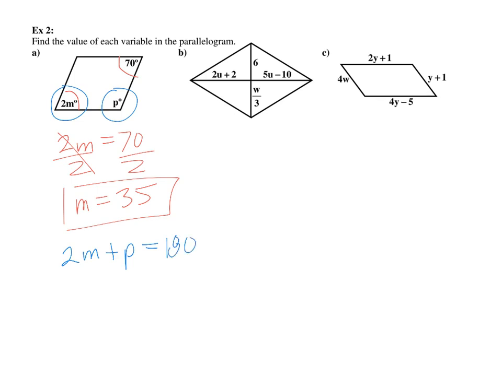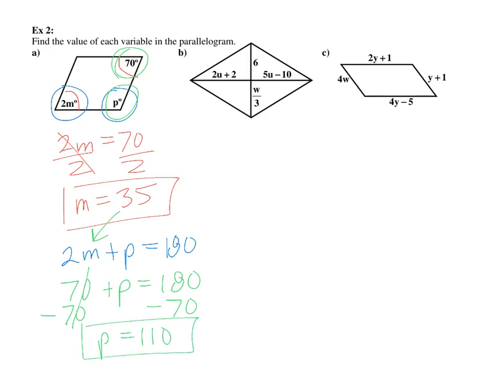There's a different way to do that as well. We could have just noticed that these add up to 180. So then you don't have to deal with the other variable. Doesn't matter though. You just figured out what m is, so you could just plug it in here if you wanted. But I'm going to do this. 70 plus p equals 180. Same deal. Doesn't matter how you approach it, you'll still get the same result. All right, done with that one.